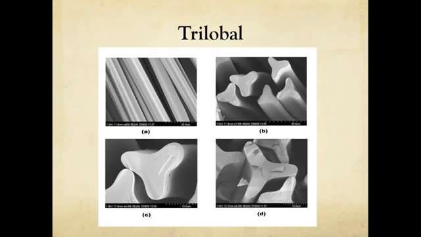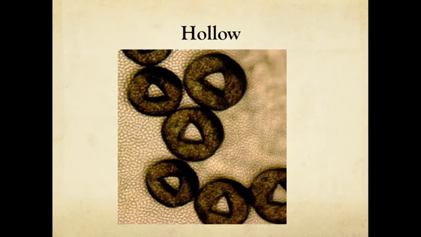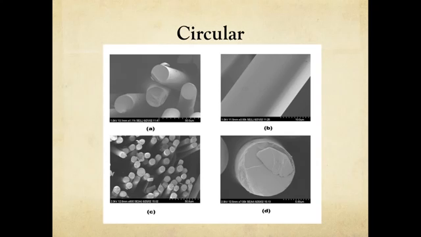This is what trilobal synthetic fibers look like under a high-powered scanning electron microscope. These are hollow synthetic fibers under a scanning electron microscope. And here you have circular synthetic fibers under a scanning electron microscope. Notice how perfectly circular and uniform these fibers are.